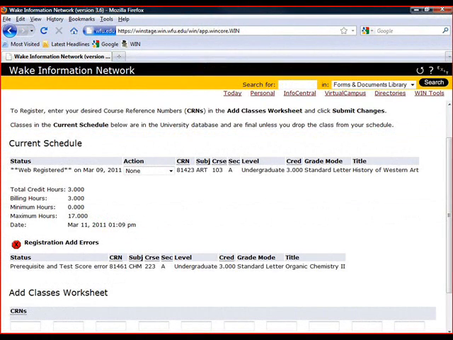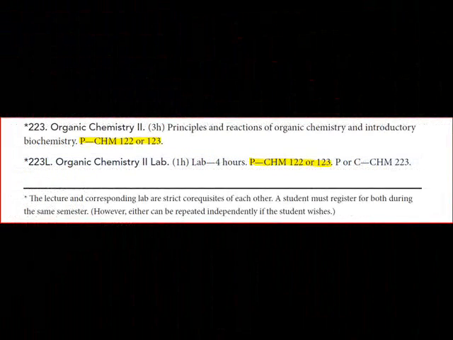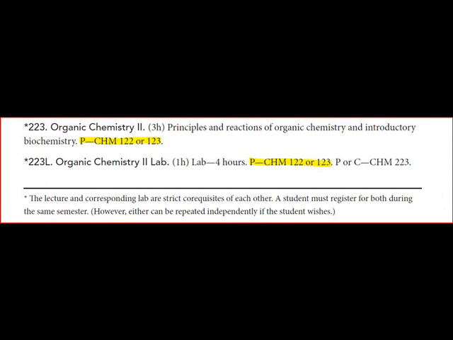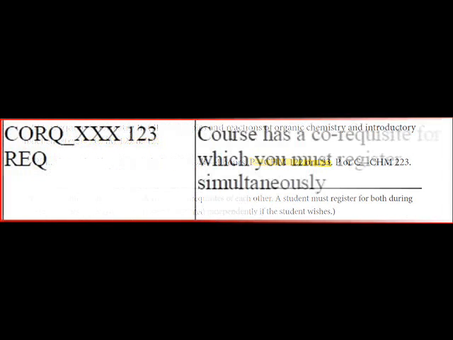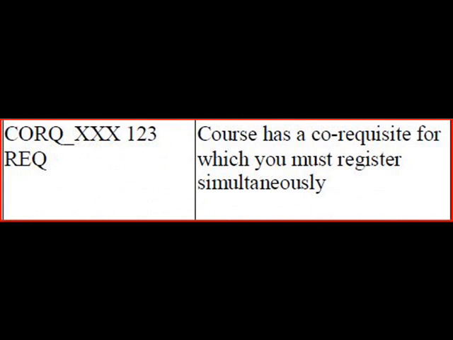There may also be instances where you are not able to successfully register for a course. You will see a registration error message. For example, when I attempted to register for Chem 223, Organic Chemistry 2, I got a prerequisite and test score error. This error message means that you are missing a placement test or a prerequisite required to register for this class. As indicated in the bulletin, Chem 122 or Chem 123 must be completed before you are permitted to register for Chem 223.